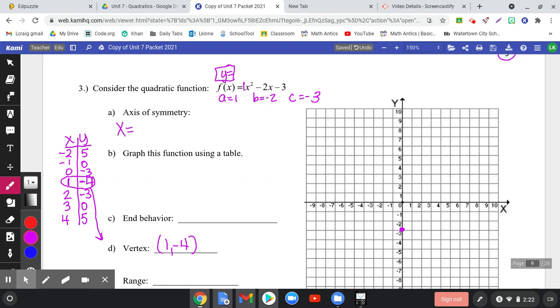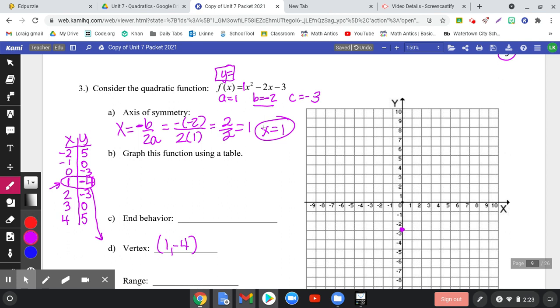Remember, that's x equals negative b over 2a. So negative, negative 2, because you have the negative here, and then you have the negative up here. Instead of 2 times a, 2 times 1. So we have positive 2 divided by 2. X equals 1 is your axis of symmetry. Well, what do you know? It's the x value right here.